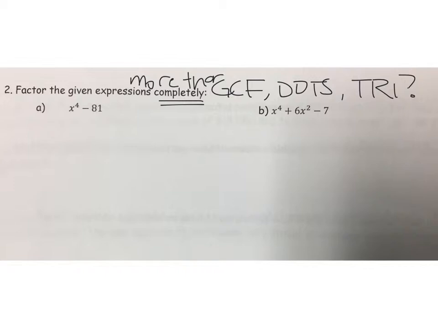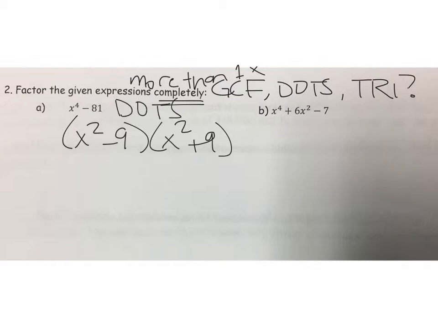All right. Now, let's look at this one right here. It's 2 terms. Is it a GCF or a trinomial? 2 terms, difference of 2 perfect squares is going to be x squared minus 9, x squared plus 9.